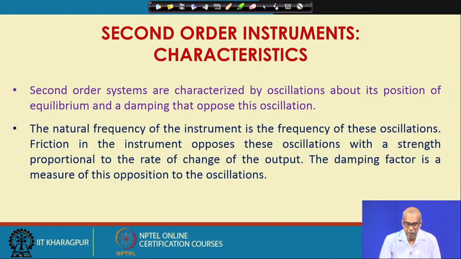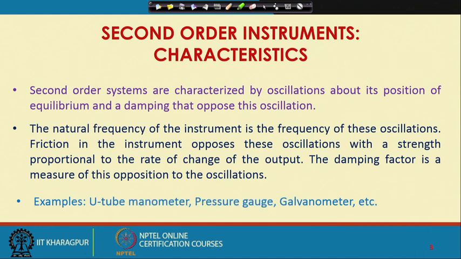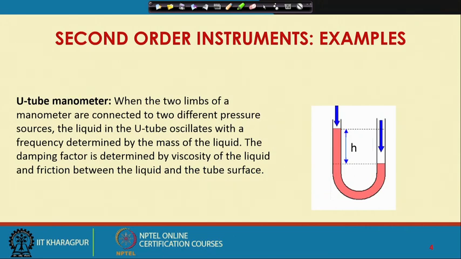The natural frequency of the instrument is the frequency of these oscillations. Friction in the instrument opposes these oscillations with a strength proportional to the rate of change of the output. The damping factor is a measure of this opposition to the oscillations. Some examples of second order instruments are U-tube manometer, pressure gauge, galvanometer, etc. So, this is an example or schematic of U-tube manometer.